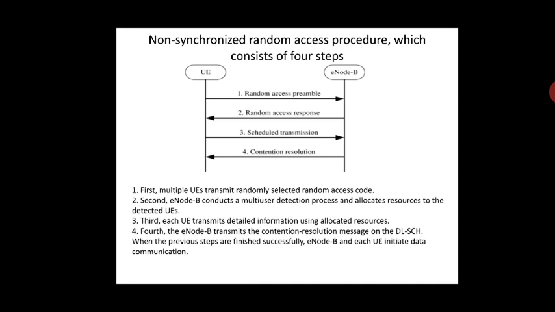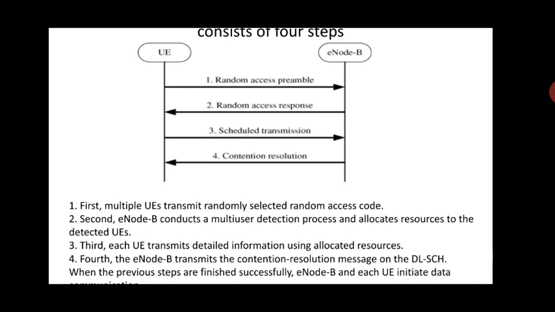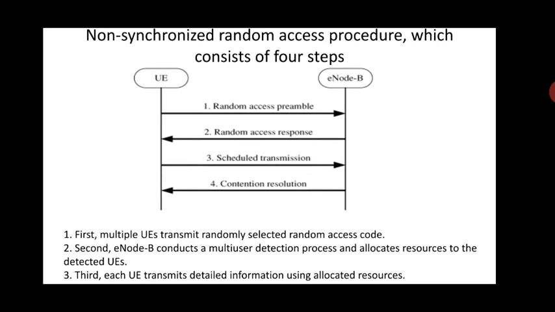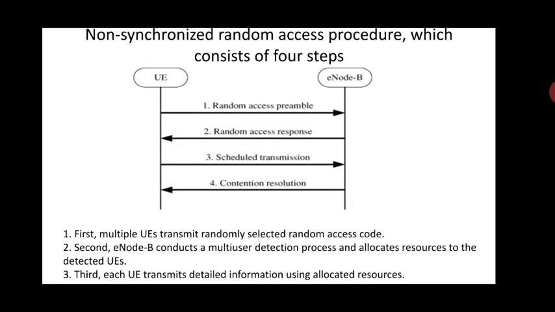Let us take the steps of operation, how it will be performed for the non-synchronized random access procedure. It consists of 4 steps between the user equipment and the E node B. The first step, random access preamble. Second one, random access response.